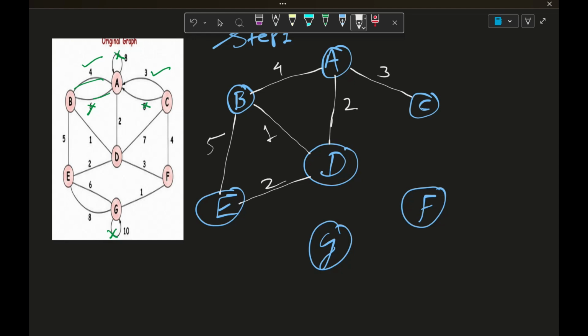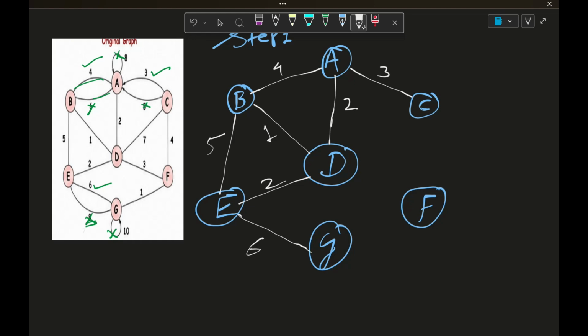Again here you can see one more parallel edge we have in between E to G. तो E to G में देखिए, एक है 8 वाला और दूसरा है 6 वाला. So 6 वाला we will keep because this is smaller, and 8 वाला will be removed. So we will just keep one in between E to G. The weight will be 6.